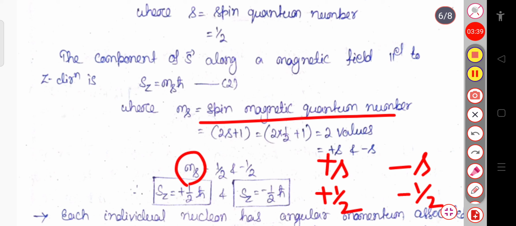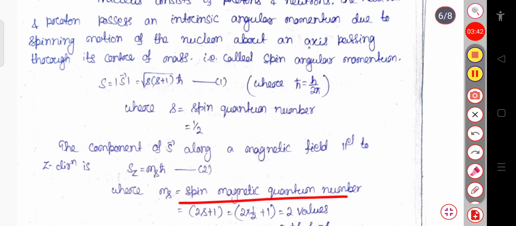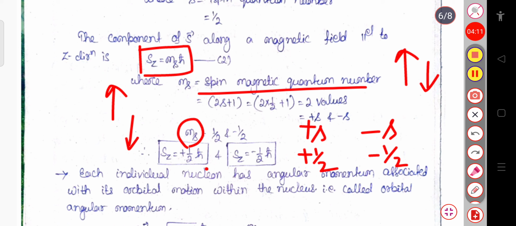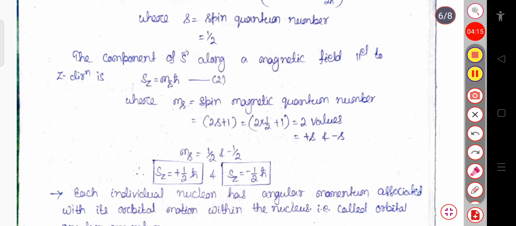If I substitute this value in equation 2, here you can see Sz equal to ms h cut. So Sz will be equal to plus 1 by 2 h cut and Sz will be equal to minus 1 by 2 h cut. So there will be two values of the component of S along the magnetic field parallel to the z direction: one plus half h cut, another minus half h cut. That is, one may be up spin or another may be down spin. This is because of the spinning motion of the nucleon; spin angular momentum occurs because of the spinning motion of the nucleon.